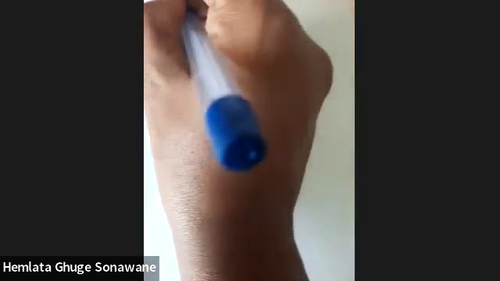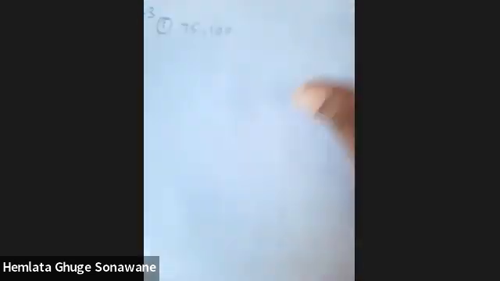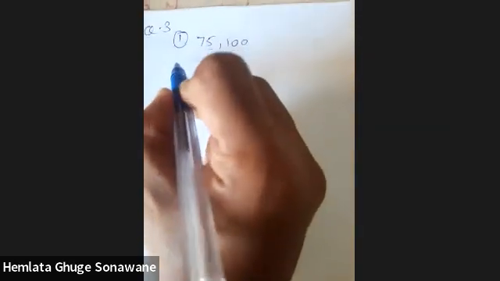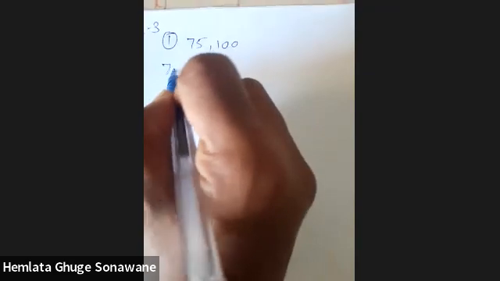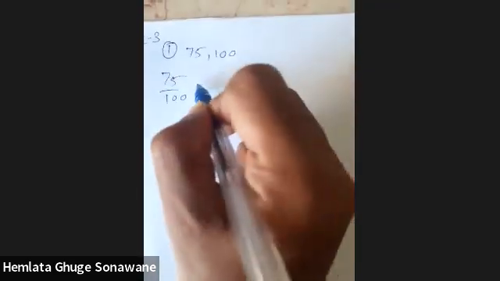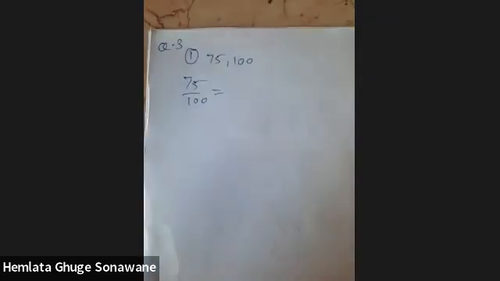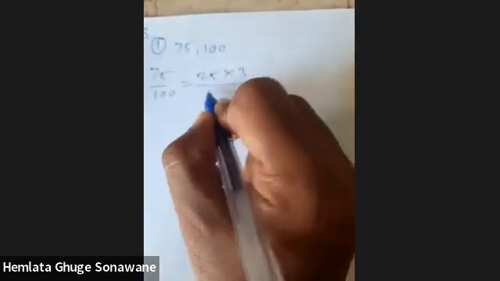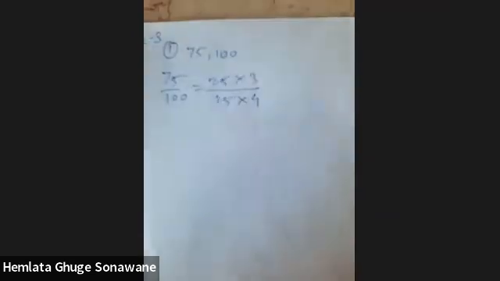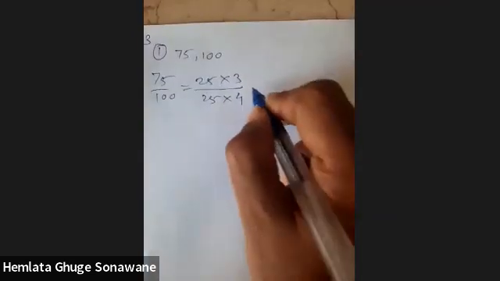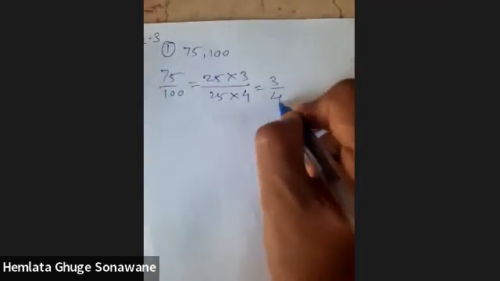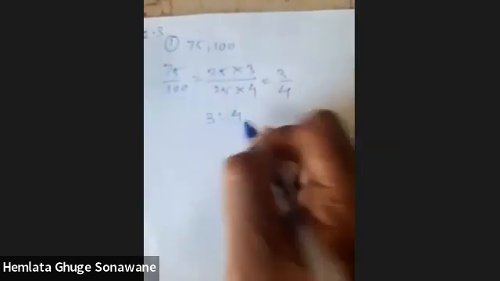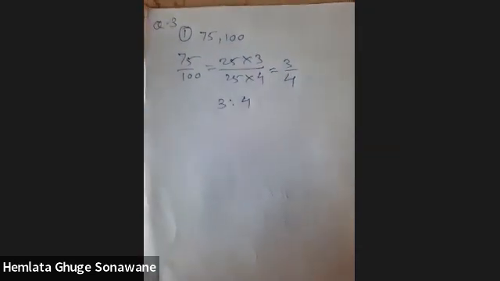First is 75%. That is 75 upon 100. We have to convert it into the reduced form. Now we have to simplify this. 25 threes are 75 and 25 fours are 100. So it becomes 3 upon 4. That is, the reduced form of the given percentage is 3 as to 4.